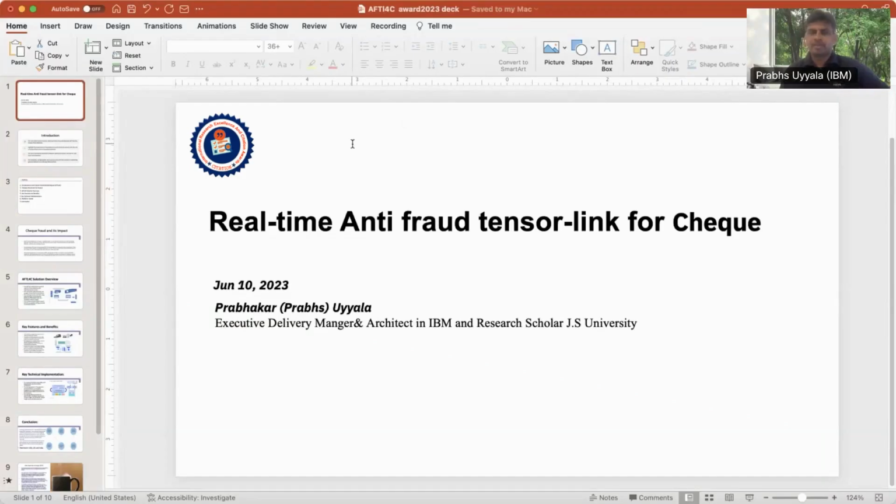IBM and a research scholar at JS University. I'm currently doing my PhD at JS University on computer science for cybersecurity risks and impact on the digitalization of banking. So today I'm presenting the paper regarding the best citation award.